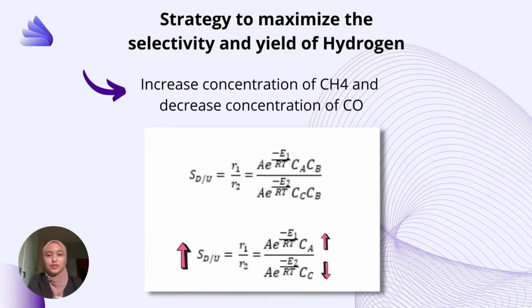The first strategy is to increase the concentration of methane and reduce the concentration of carbon monoxide. Based on the selectivity formula above, in order to increase the selectivity of the desired product, hydrogen, Ca, which is the concentration of methane, should be increased, and meanwhile, Cc, which is the concentration of carbon monoxide, should be decreased.